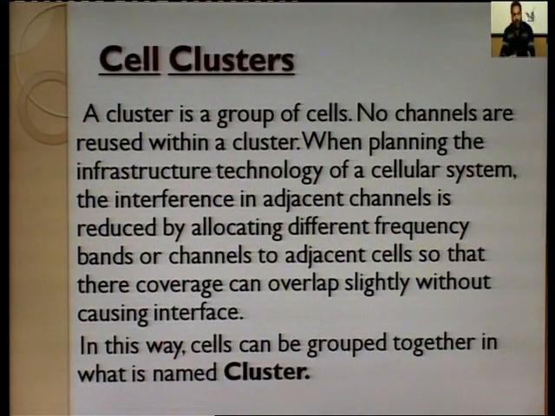Now, what is a cluster? As I told earlier, the area is further divided into clusters. Each cluster has 7 cells. So, what is this cluster? How are these clusters formed? Means why and how these cells are again grouped into clusters.